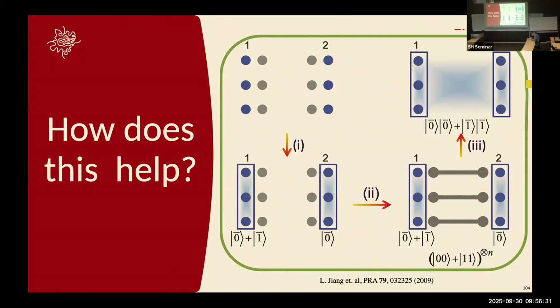Okay, it's probably time to make a start again. So the fundamental question here is, given this error correction across distributed Bell pairs, how does it help? That's a fundamental question.